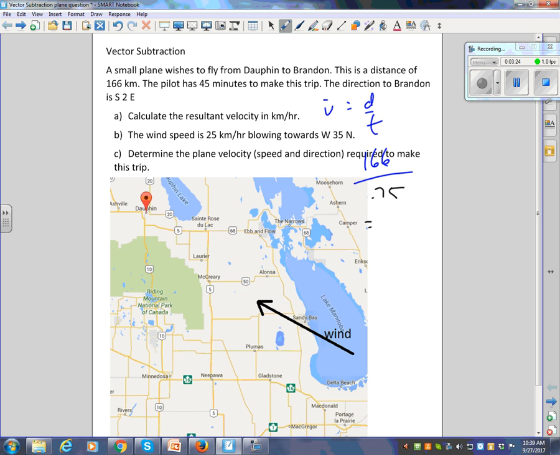221? Is that what you got? 221.3. Whatever. I don't get too excited about rounding off and stuff. I just don't. I care about steps. So you need to be going 221 kilometers per hour to get there in time. That is the resultant speed, resultant velocity. This is the wind speed. We're trying to find the plane speed.